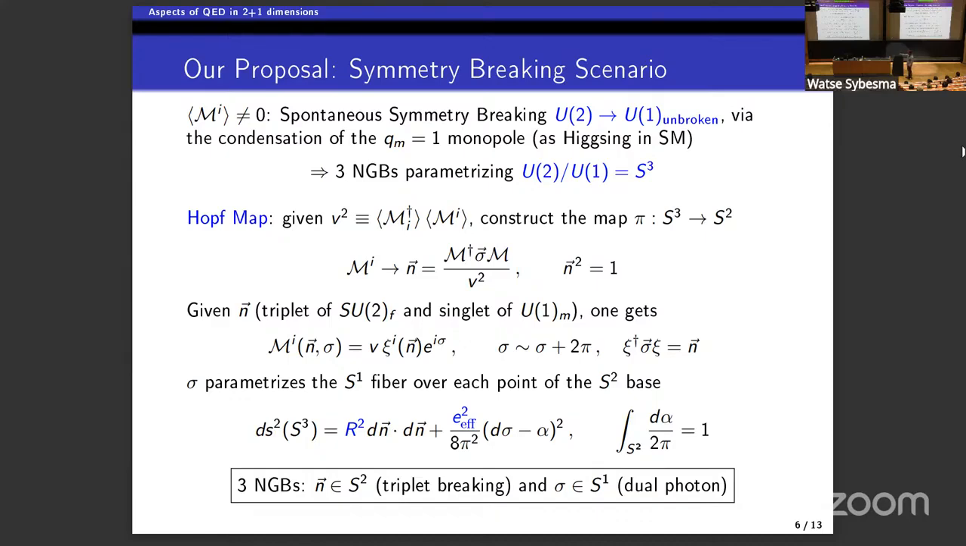And the metric of the S3 can be conveniently written in this way, in the Hopf coordinates. And so you see that there are two parameters that, okay, we don't know how to compute. It's a strongly coupled problem. But this is the metric of the sigma model. So the important thing is that our claim is that there are three Nambu-Goldstone bosons, two associated to the adjoint breaking, and one associated to this fiber, which can be interpreted as the dual photon.